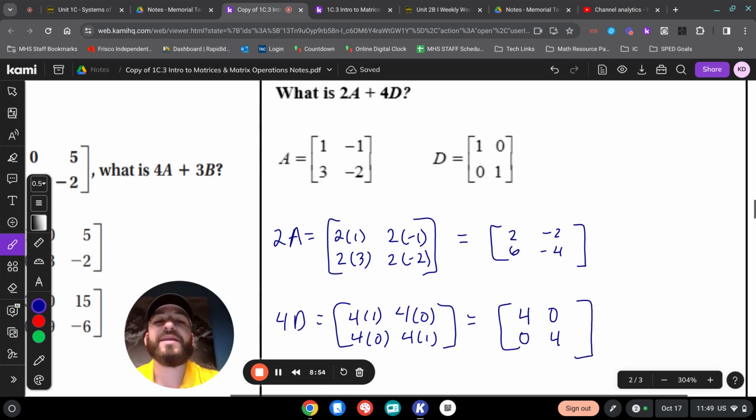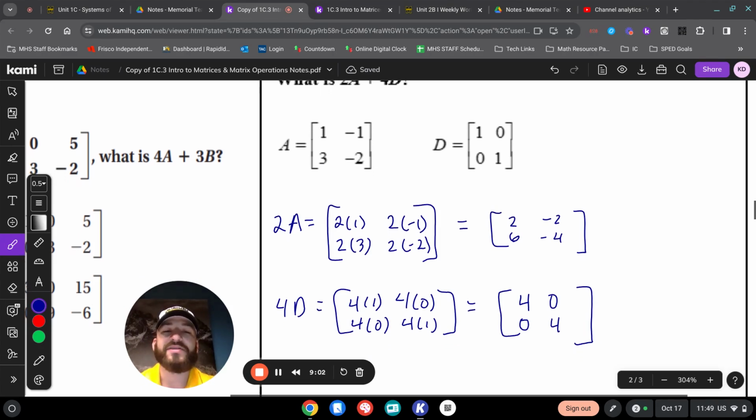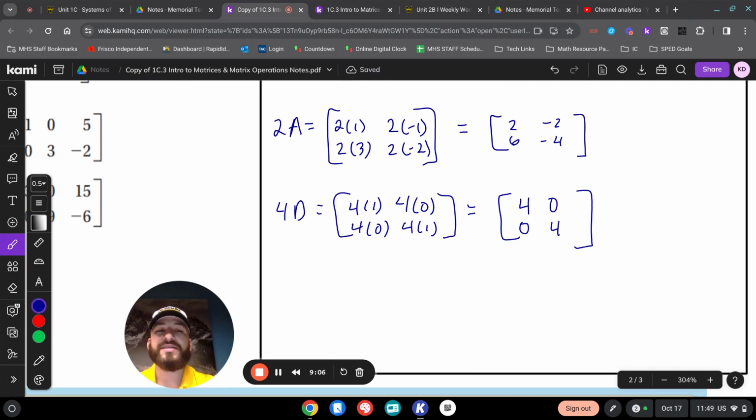All right, and then last but not least, we are adding them. Go ahead and pause me, y'all, if you want to do that one on your own, or you can follow along with me if you want to actually add these together. Still see me doing it. So we're going to take those two matrices. So 2 plus 4, negative 2 plus 0, 6 plus 0, and negative 4 plus 4.